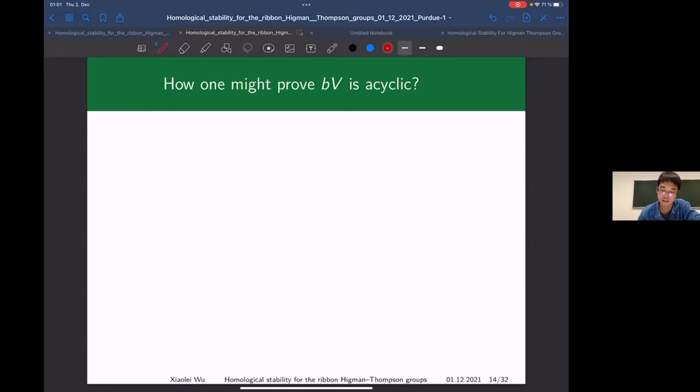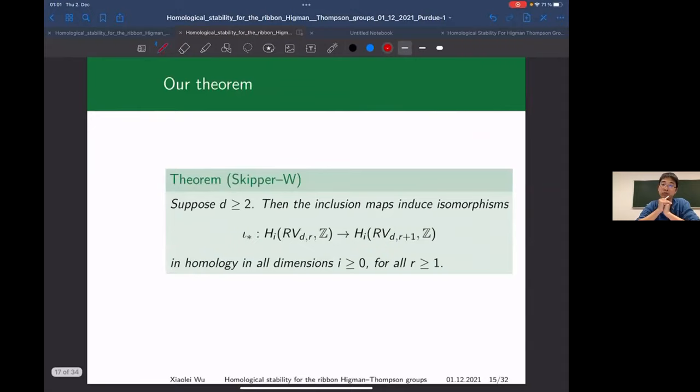But what we are able to show is that the ribbon Higman-Thompson group satisfies homology stability, because we can actually build a symmetric model for these groups. Let me start by talking about the basics of how one shows that a family of groups satisfies homological stability.